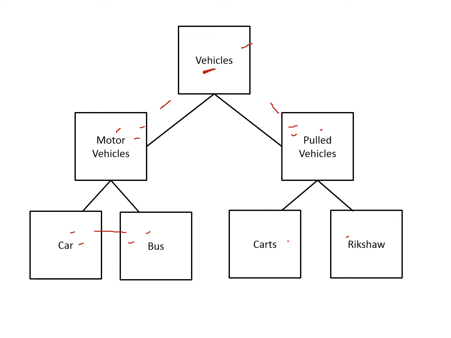Okay, this is inheritance. Here this is the parent class or base class, and these are the derived classes. Vehicle is the base class and the following are the derived classes. So when you come to the car class, the derived class, automatically the base class is also being used. This is inheritance.